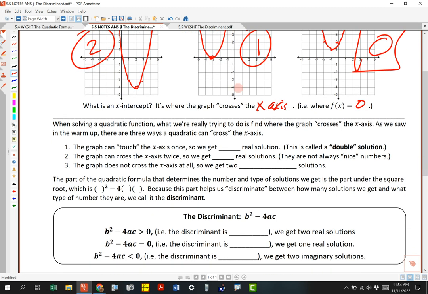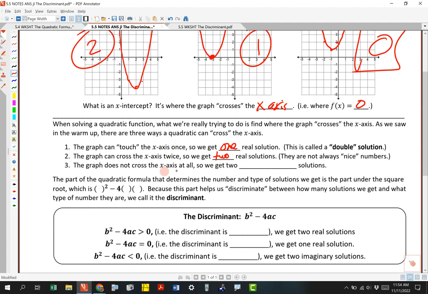And as we saw in the warm-up, there are 3 ways that a quadratic can cross, in air quotes, the x-axis. So it can touch the x-axis once, like this one right here. If that happens, we get 1 real solution. We'll often call that a repeated solution or a double solution in this case. Some people say it touches or bounces. It can cross it twice like we saw in this example. In that case, we get 2 real answers.